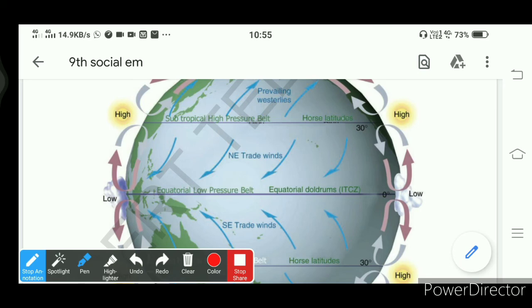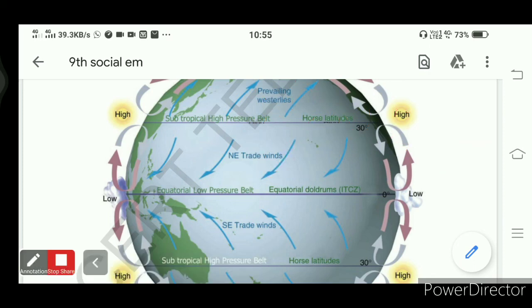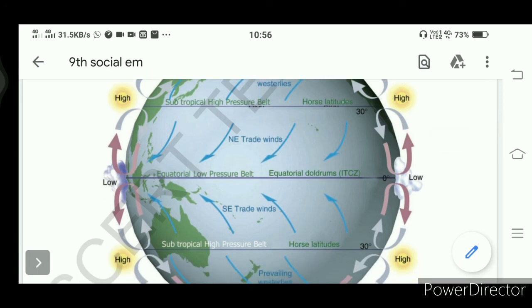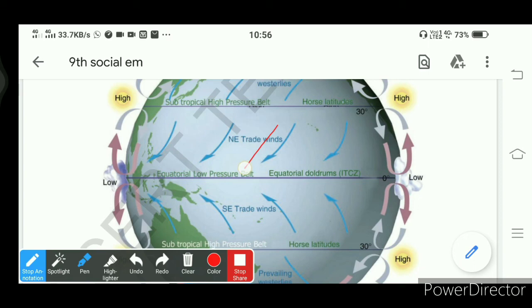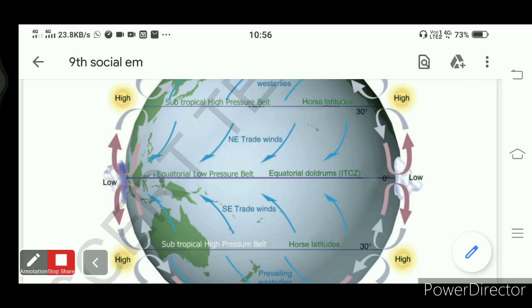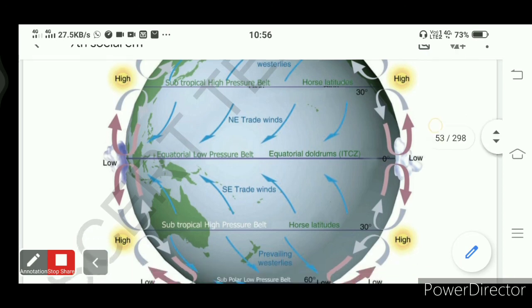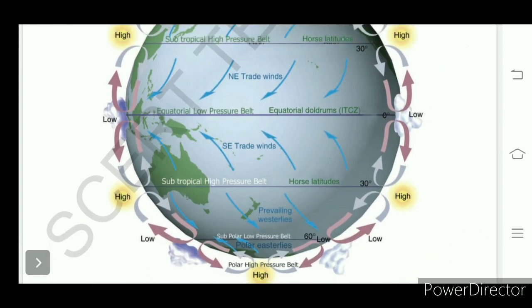Specifically, they are blowing from the northeast. This is north, this is east. In between this, it is northeast. So from the northeast direction, the winds are blowing. So in the northern hemisphere, they blow from the northeast direction. I'll show you. This is the northeast direction, these winds, dear students. So those winds are called northeast trade winds. And in the southern hemisphere, these winds are blowing from the southeast.